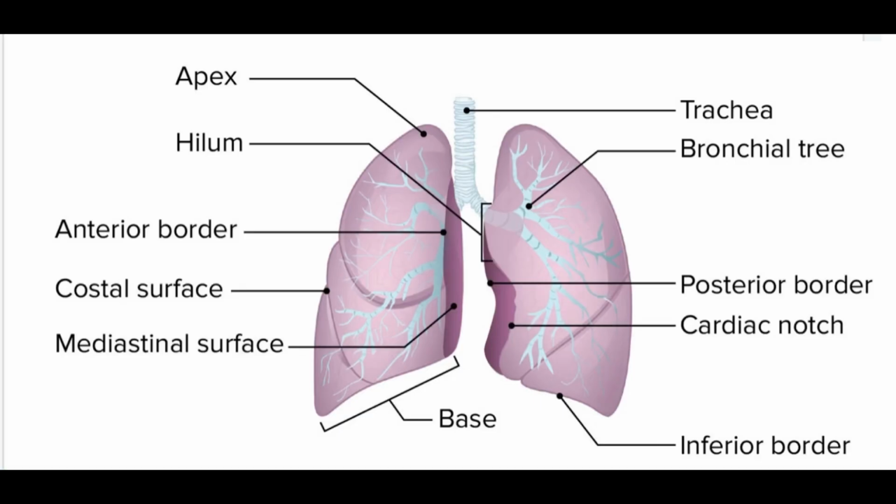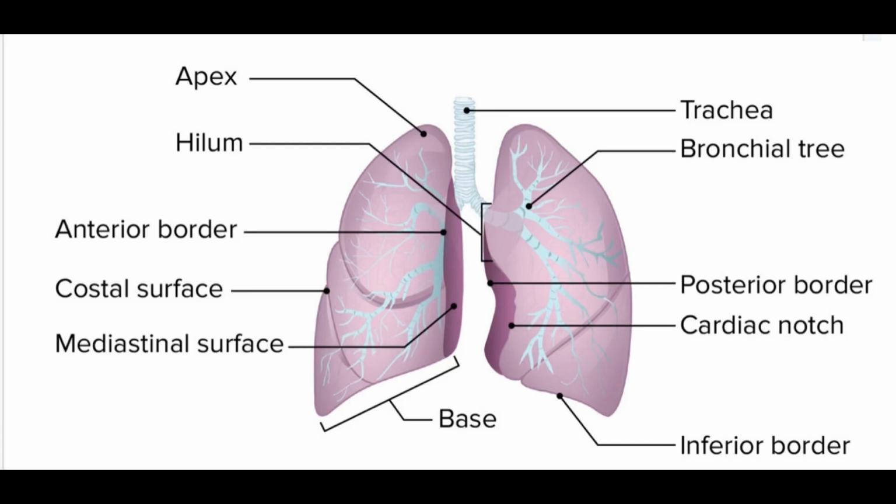Okay, now the only work of the inferior border is just to separate the base of the lungs from the surfaces of the lungs. So it's going to be separating the base of the lung from the costal surface and also from the medial surface. So going into the surfaces of the lungs, it has the costal surface and the medial surface.